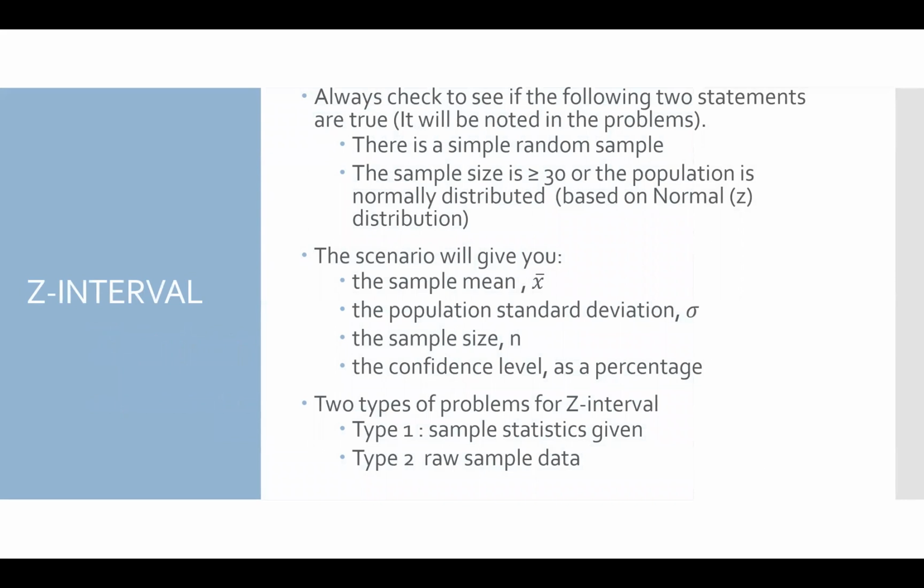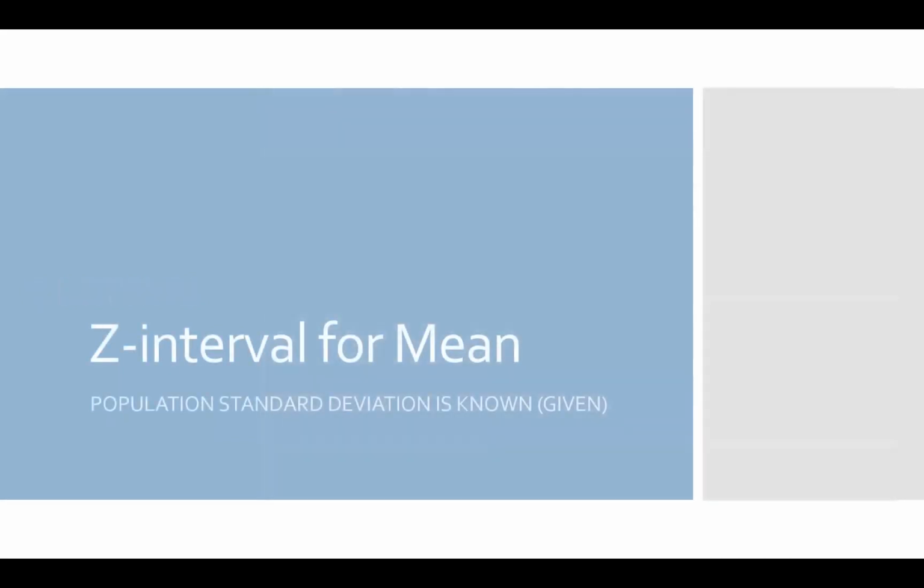Okay, if you'll notice on this title page slide, it said population standard deviation is known or given. Okay, that is the number one clue that we're going to use the Z interval, is that we know or are given the population standard deviation. And again, you are going to be asked on Mini Project 2 to calculate a confidence interval. Okay, and I'll demonstrate that when we get to that point.